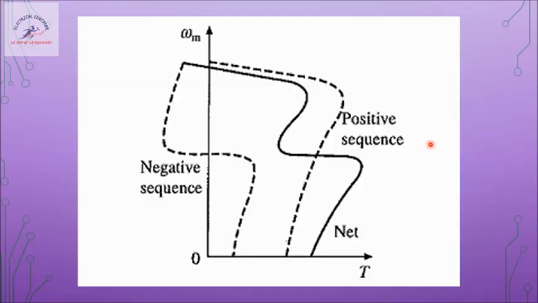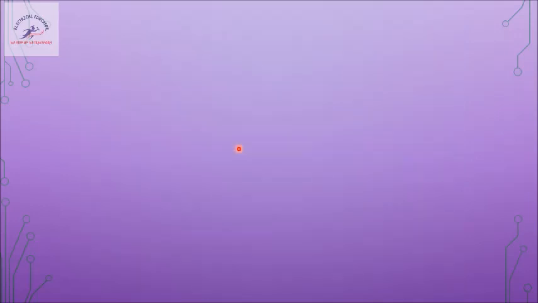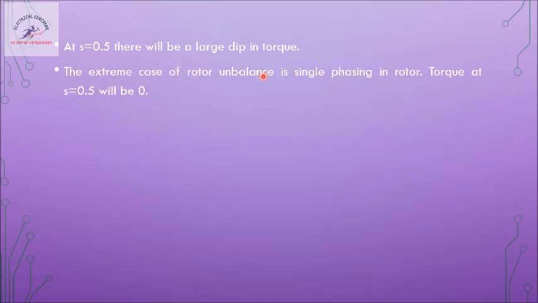Now if the imbalance is very strong, an extreme case of imbalance, we initially said that rotor imbalance is because of loose contacts in the rotor bars, but now we are taking an extreme case where single phasing occurs in the rotor, that is, one set of conductors belonging to one phase in the rotor is not connected to the rotor rings. Torque at slip equal to 0.5 is dipping, and the greater the imbalance, the larger the dip. So when single phasing occurs in the rotor, this torque will be 0.